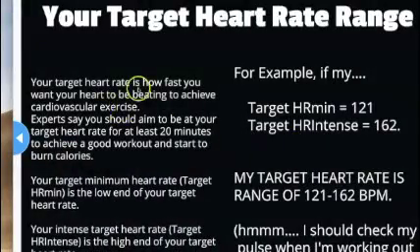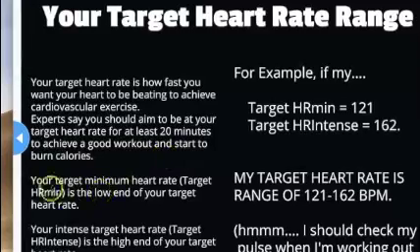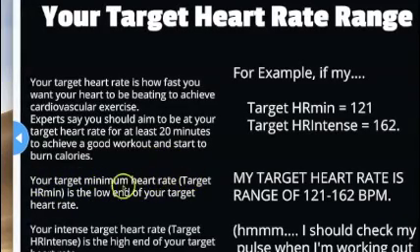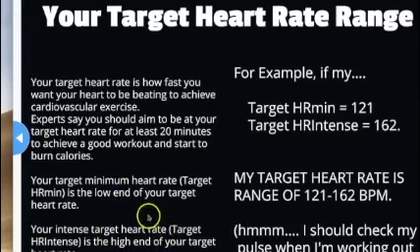Your target heart rate is how fast you want your heart to be beating to achieve cardiovascular exercise. Experts say you should aim to be at your target heart rate for at least 20 minutes to achieve a good workout and to start to burn calories. Okay? So you just calculated your target heart rate range. Okay? What do I mean by that? Your target minimum heart rate, which you just calculated on the last slide, is the low end of the range. Your intense target heart rate is the high end of the target heart rate range, okay?